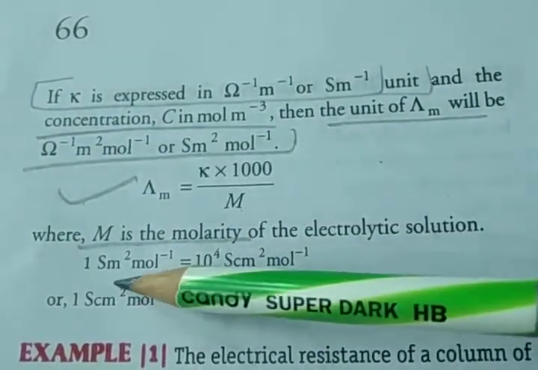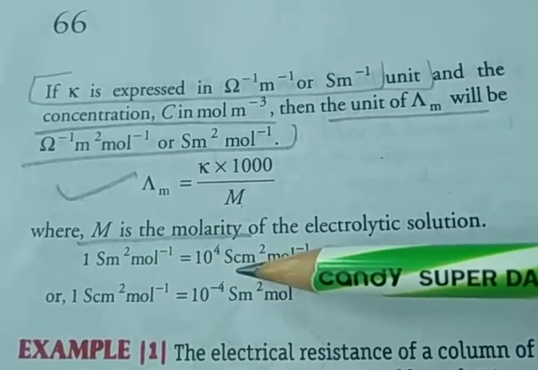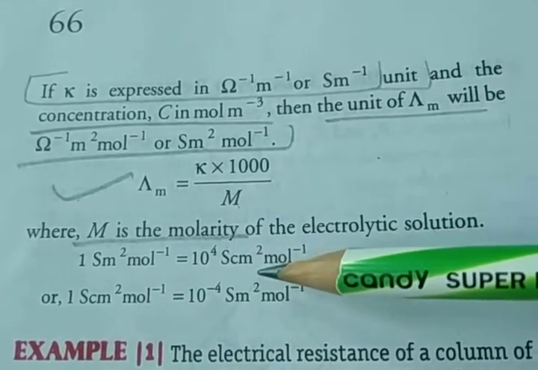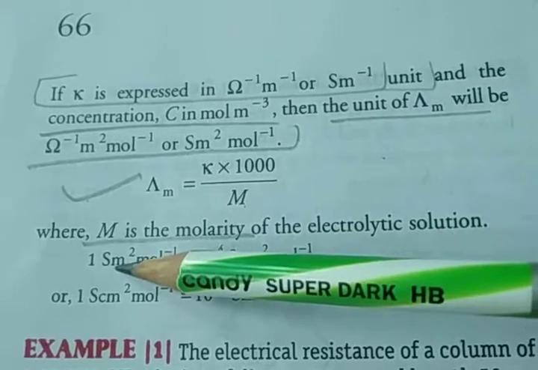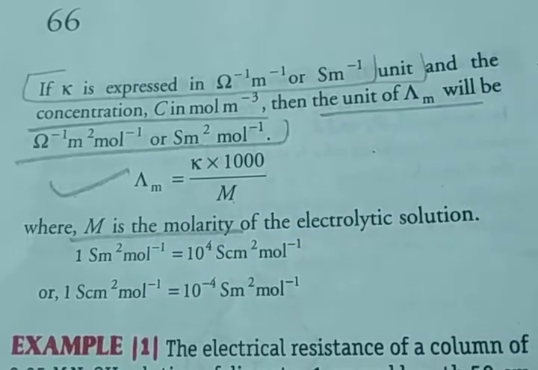And 1 Siemens meter square mole inverse is equal to 10 to the power 4 when converted into centimeter. Here meter square, here centimeter.